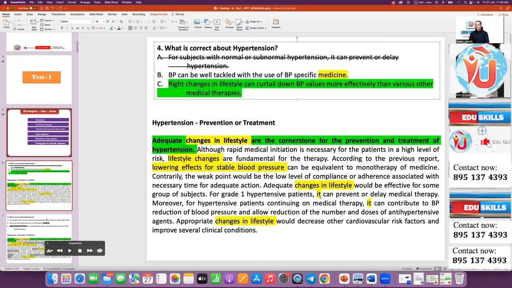I'm not medically competent to say that. That's why I'm asking you to clarify. I'm genuinely asking you clarification. And the option, hypertensive patients. Option A says the delay hypertension, but in the text it says the delay medical therapy. So that's why I said first itself, it can never be the answer, because that first option says hypertension can prevent or delay hypertension. Okay, here what it says, lifestyle changes can delay or prevent.